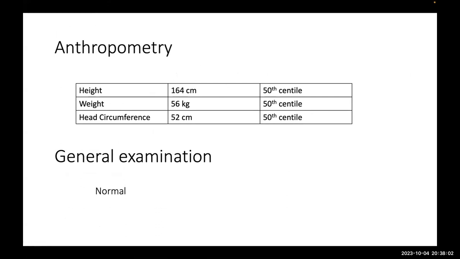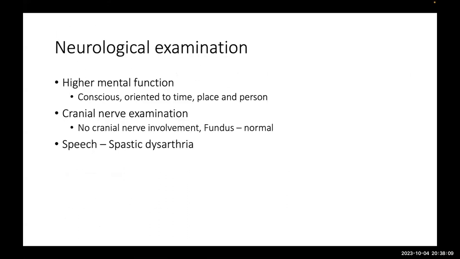Anthropometry was normal for the age, 50th percentile, no other handles on general examination. In CNS examination, the child was conscious, oriented to time, place, and person. There was no cranial nerve involvement. The fundus examination was normal. In speech, there was a spastic dysarthric speech.